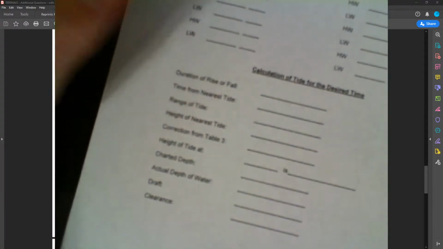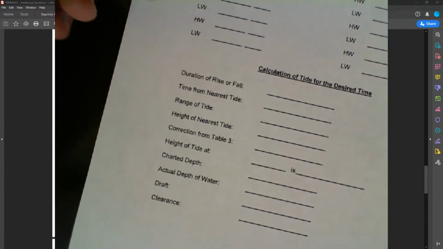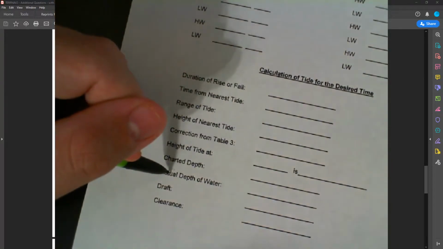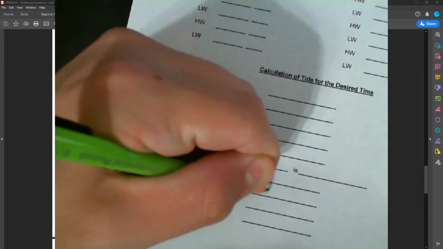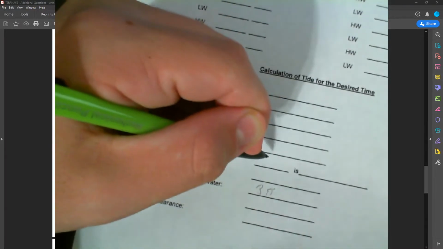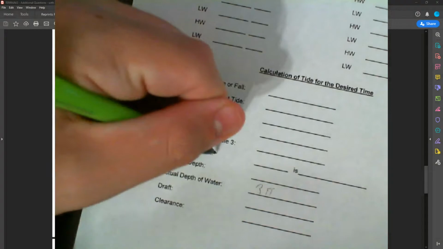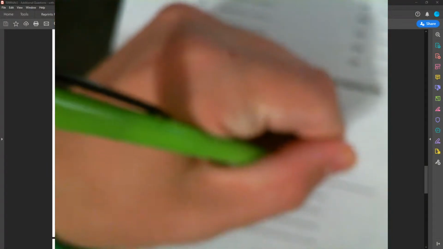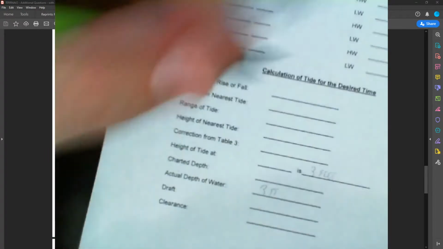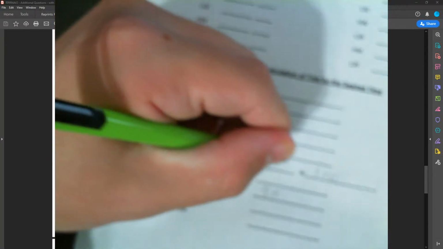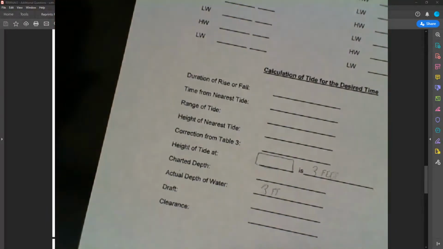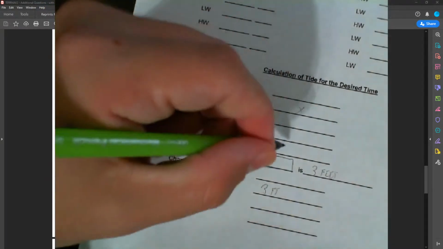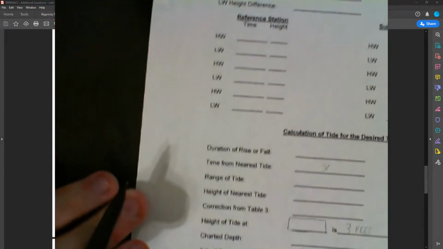And you know how on the last problem we had a formula that we used to find the required height, or the actual depth of the water? Well, now we are given the actual depth of the water, 3 feet. Then the height of the tide at this time is 3 feet. So what we're solving for is this box right here. Now remember, we will be able to find all the information from here to here, except for this box, which is the time from the nearest tide.